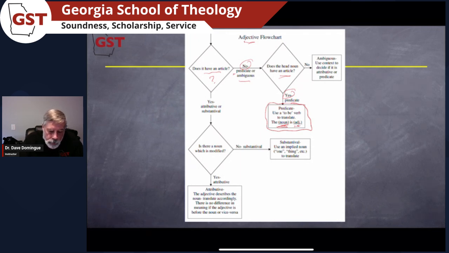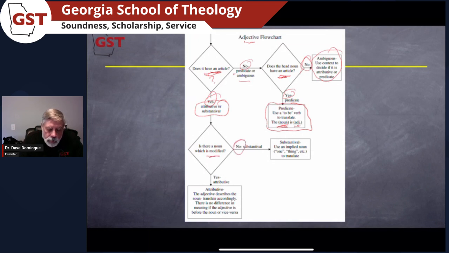That kind of thing. If the noun does not have an article, so neither the adjective nor the noun has an article, now it's more ambiguous, and the context has to determine. Does the adjective have an article? Yes, it does. Well, then it's going to function attributively or substantively, one of the two. Is there a noun that it can modify?